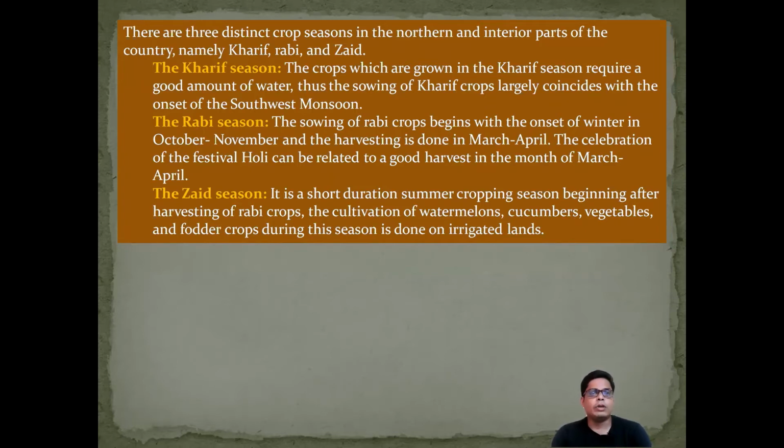Then come to the Rabi crop. Rabi crops are sown at the onset of winter, when it is about to come, in October and November, and the harvesting time is March and April. You can relate the celebration of the festival Holi to the good harvest of March and April. Different programs are celebrated all over India to get more production of the Rabi crops.